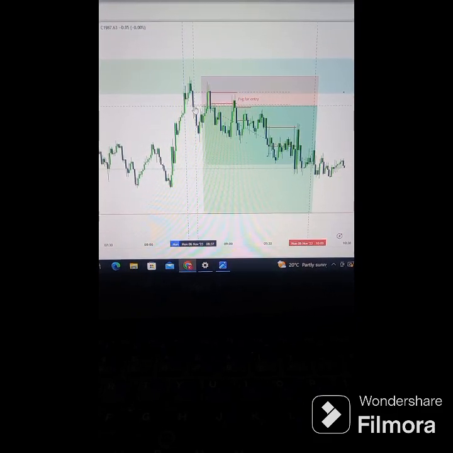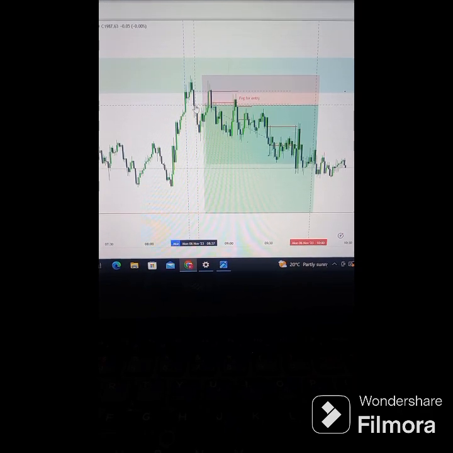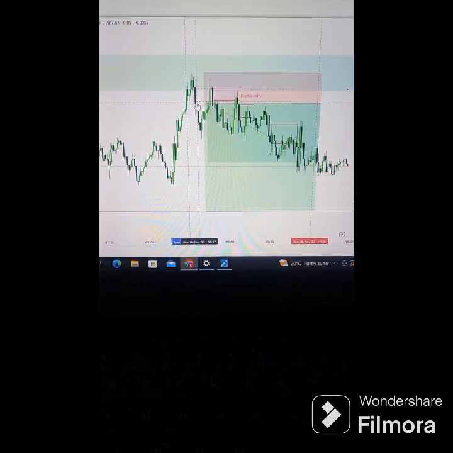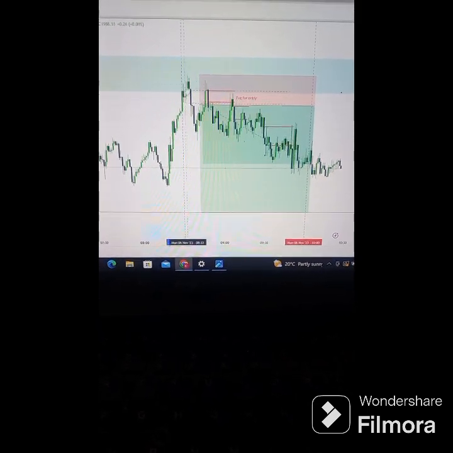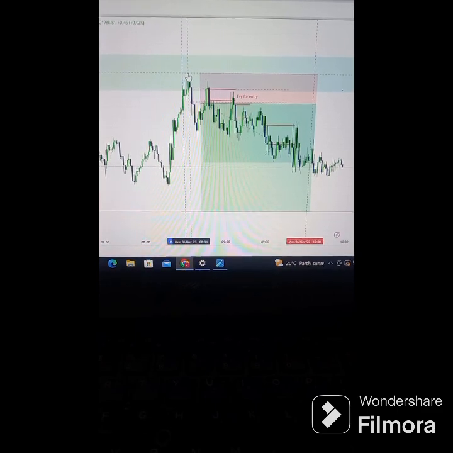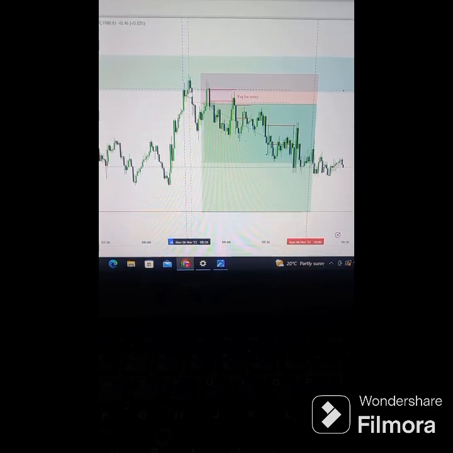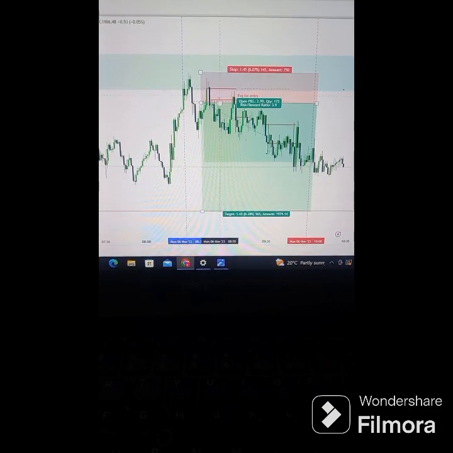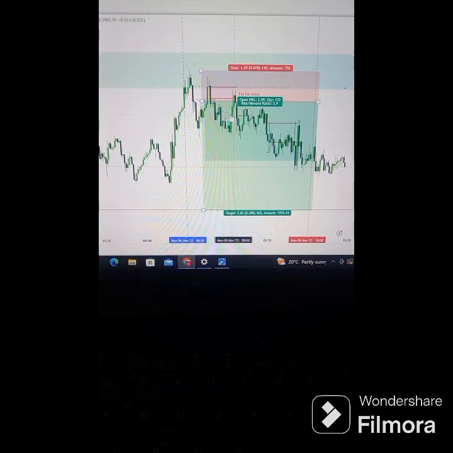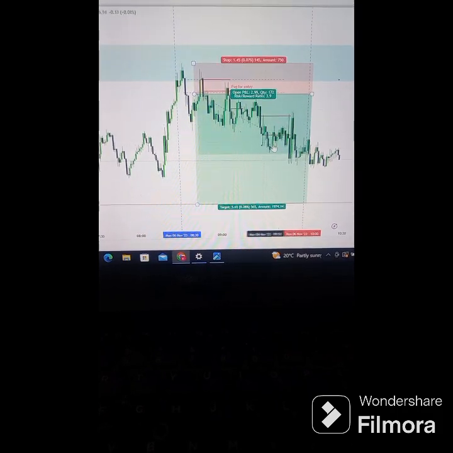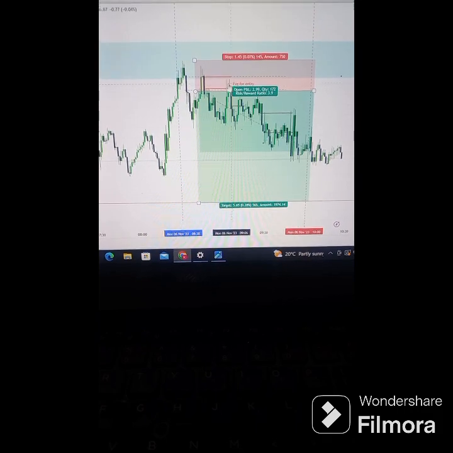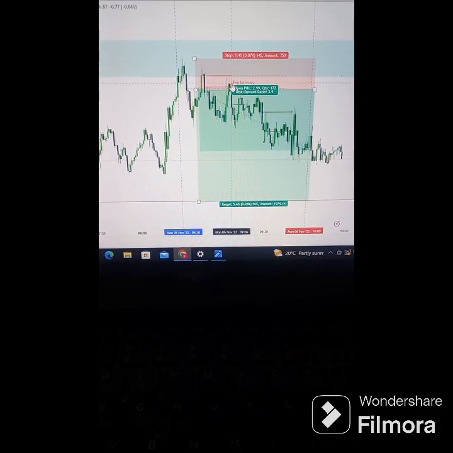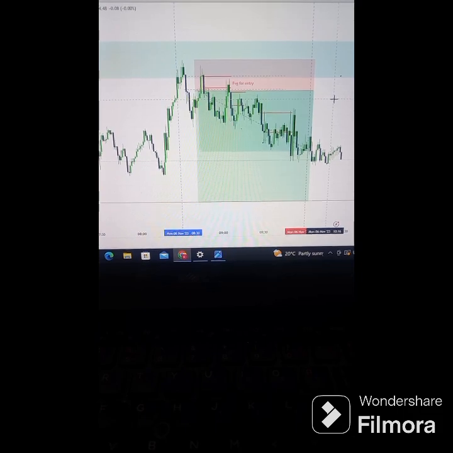The moment price came into this fair value gap here, I entered. I put my stop loss here, and I was anticipating price to reach at least this order block here, then give up the cost, and it did that exactly. But it took a long time, and price came here again. This fair value gap was an opportunity to add some more short, but I didn't, because I prefer selling one position and managing one position only.